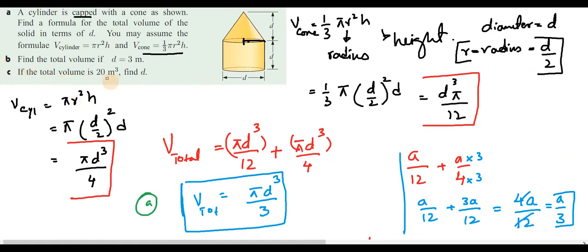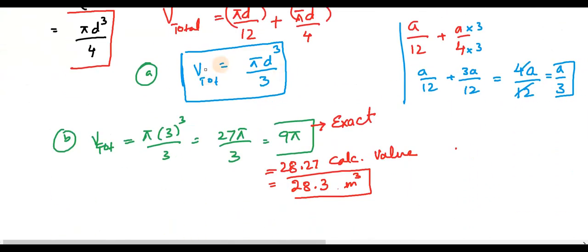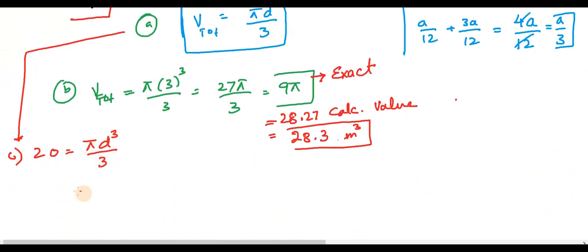And then if the total volume is 20 cubic meters, find d. So we'll use the same formula which we made in part A, and we will use the value of V equals 20. For part C, we will set this equal to 20. 20 is equal to pi d cubed over 3. If you do the inverse operations, 3 will be multiplied on the opposite side, so it's 3 times 20, 60. Pi was multiplied, so we will divide by pi. And if you have to find d, simply take the cube root of both sides.